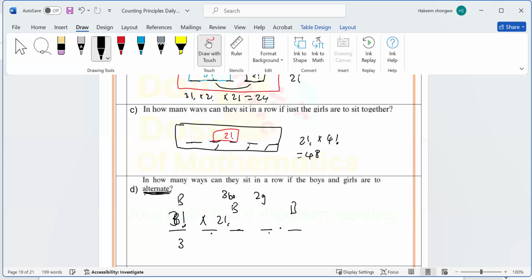The important part is the alternating: we always start with the group which has more. So it's 3 for the first position, then times 2, times 1. Then for girls, times 2, times 1. It's 3 factorial multiplied by 2 factorial. It's 12.